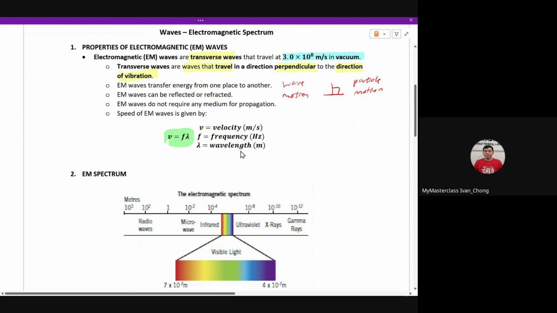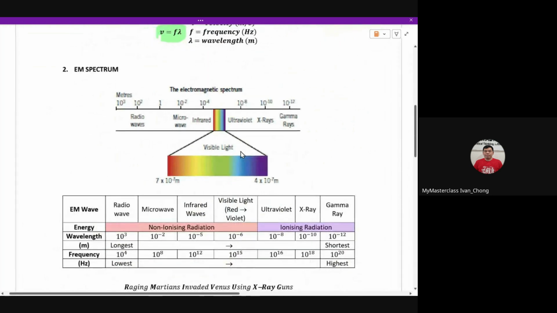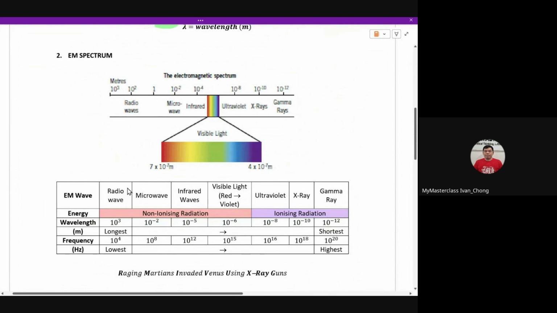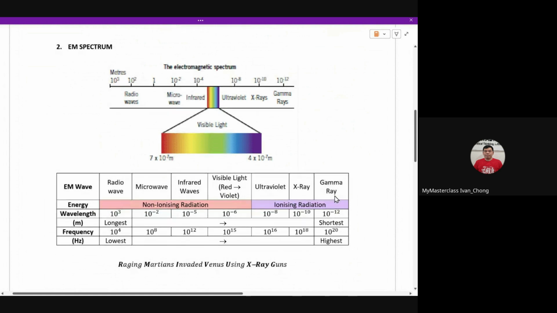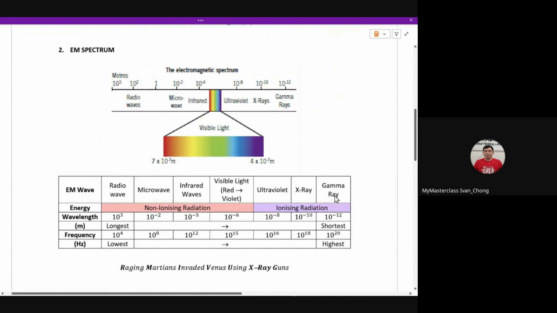All right. Now, basically, we have a bunch of EM waves. You have radio wave, microwave, infrared waves. You have your visible light, which is the light that we have been talking about and using in your chapter. And we have ultraviolet, X-ray, and gamma ray. Now, we don't need to memorize the numbers, but you need to memorize the order that they are in. Do take note of this.